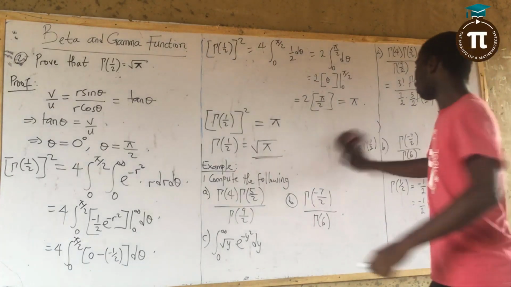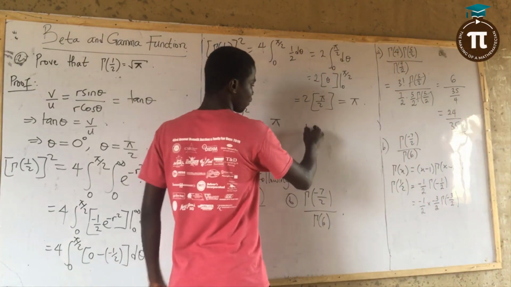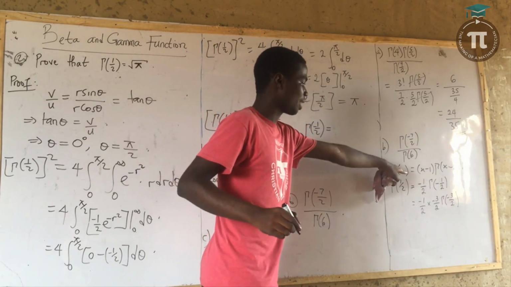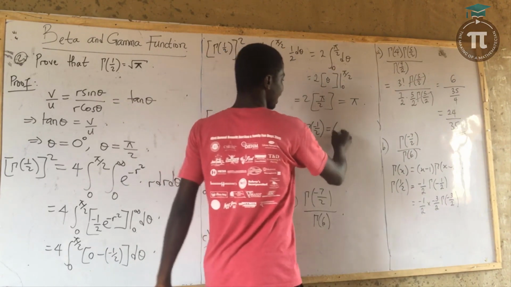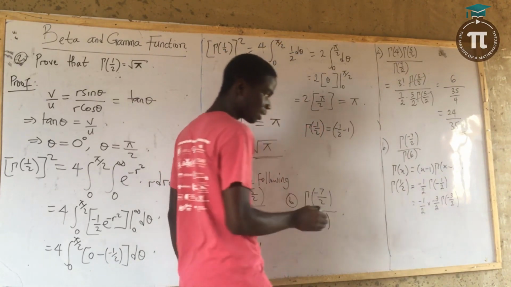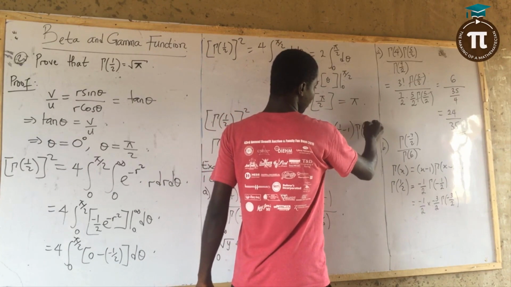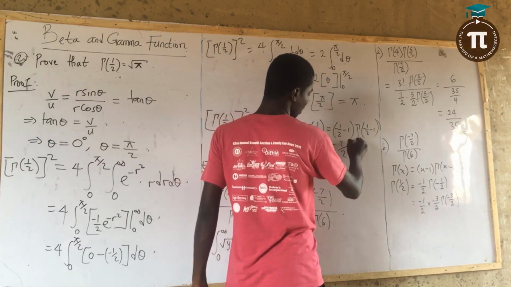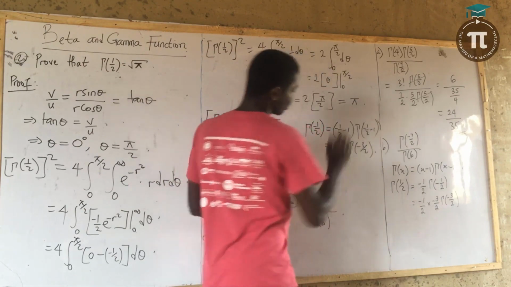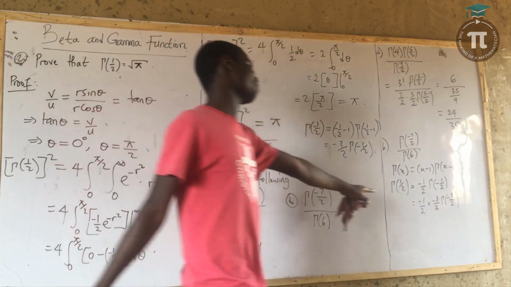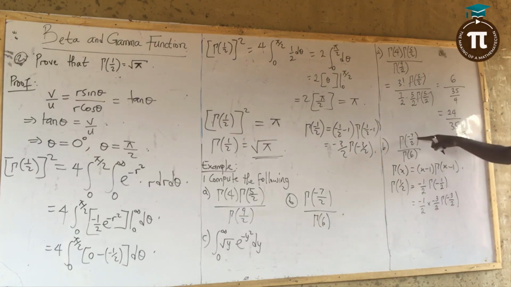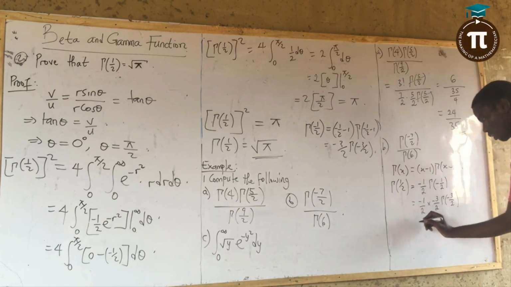If you don't understand what I have done yet, this is what I have done. What is gamma of minus 1 over 2? Using this formula, s is minus 1 over 2. Put it there: that will be minus 1 over 2 minus 1, gamma of minus 1 over 2 minus 1. Minus 1 over 2 minus 1 is minus 3 over 2, gamma of minus 3 over 2. That's what we obtain. So gamma of minus 1 over 2 is minus 3 over 2, gamma of minus 3 over 2.